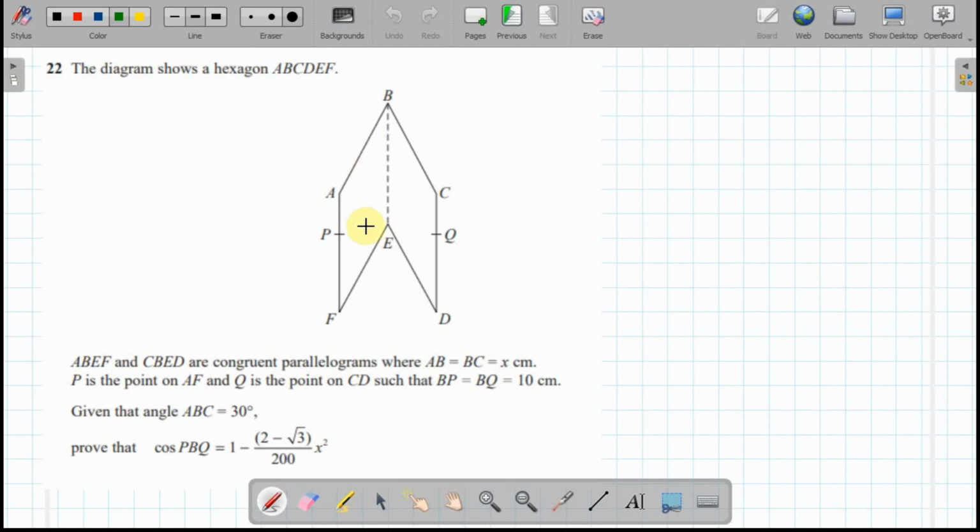So we've got a hexagon formed by joining two congruent parallelograms. AB is equal to BC, and both of them have the value x. It says BP equals BQ, so let's connect BP and BQ, and both of them are 10 centimeters long.